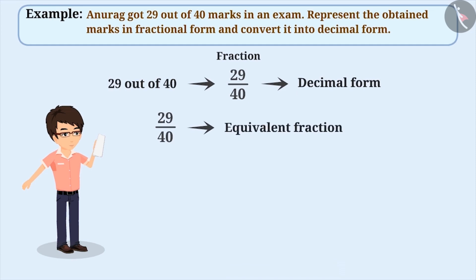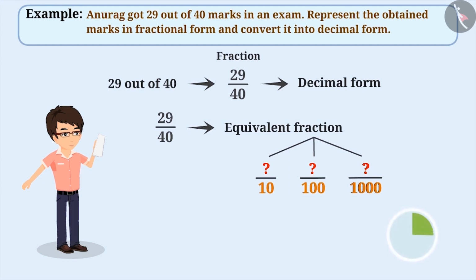To do so, we need to find out the equivalent fraction of 29 by 40, whose denominator should be 10, 100 or 1000. Can you tell what will be the equivalent fraction of 29 by 40, whose denominator is numbers like 10, 100 or 1000? Think for a while.